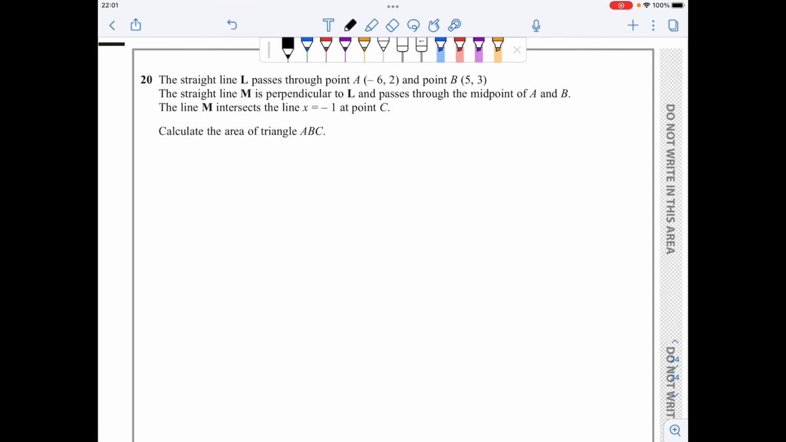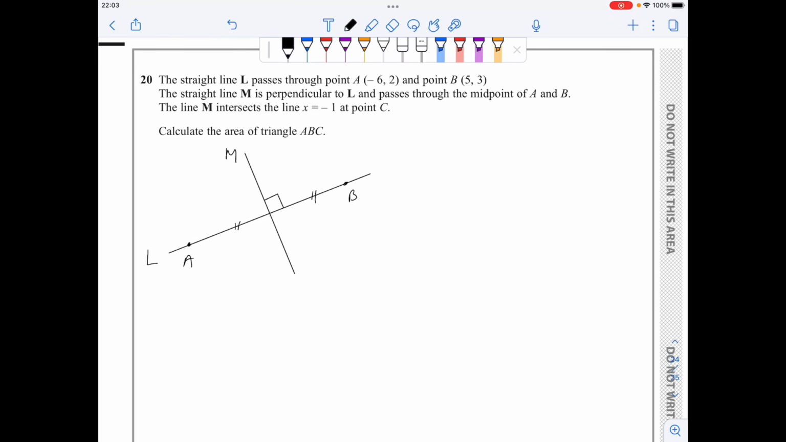For question 20, I've got line L passing through these 2 points. Now, point B is to the right of point A, and point B is above point A. So it has a positive gradient. That's how the line looks. Let's put the 2 points on. Now, line M is perpendicular to L and passes through the midpoint of A and B. So line M looks like this.